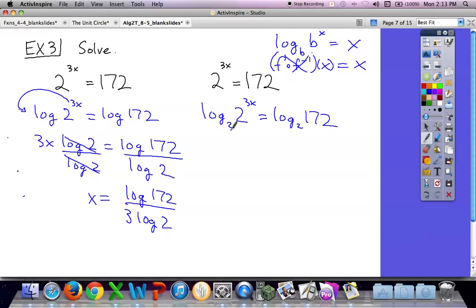Because the base of the logarithm matches the base of the exponential. That's like taking f of f inverse. They cancel each other out, and now all you've got is 3x. 3x equals log base 2 of 172. But again, if we didn't have a log base function on the calculator, at this point, we would have to do a change of base. And this is the example I gave you on the last slide. The change of base would have been log of 172 divided by the log of 2, right? And then last step, divide by 3.